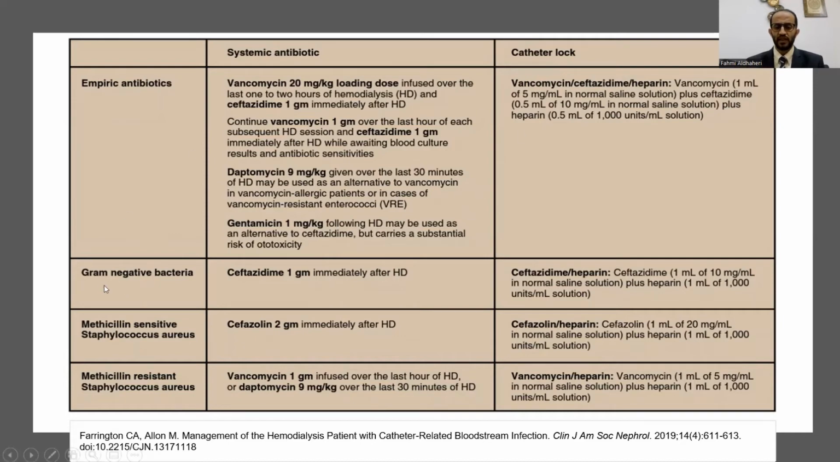After you have the culture, if it's gram-negative bacteremia, you continue ceftazidime after dialysis. If it is MSSA, change the vancomycin to cefazolin immediately after dialysis, and if it is MRSA, continue vancomycin, or daptomycin if the patient has an allergy to vancomycin. It also mentions here the catheter lock, which we will discuss later on.